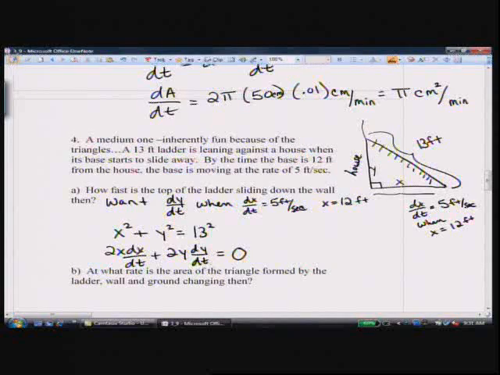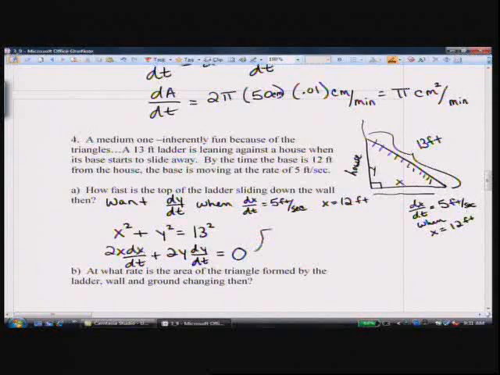At this point, you can solve for dy/dt if you want, or you can plug in the numbers and then solve for dy/dt. So now we're ready to put that 12 in. If we had put that 12 in too early, we would have missed our chance to put dx/dt in there.